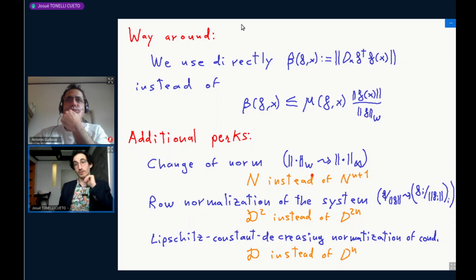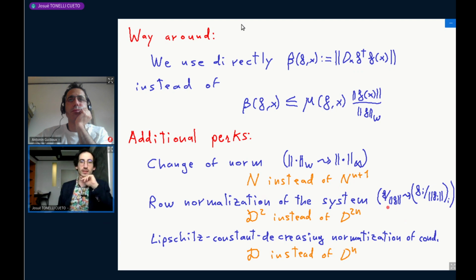Instead of using the Weil norm as it was used before, we used the infinity norm. This was taught by Felipe in a previous talk. This essentially allows us, instead of getting capital N to the n plus 1, which will be roughly d to the n squared, to get d to the n. This is a very important gain.